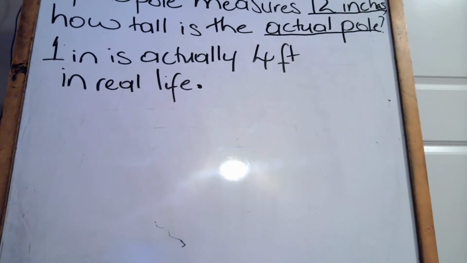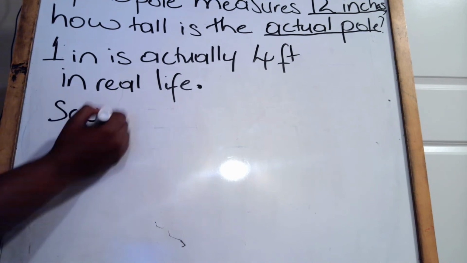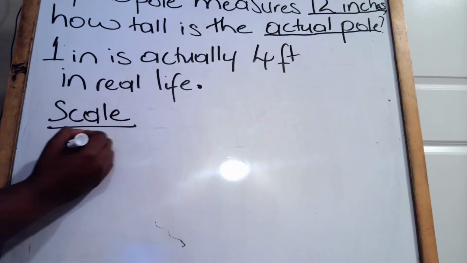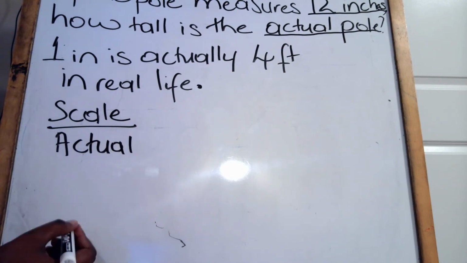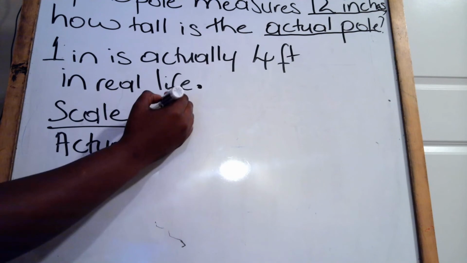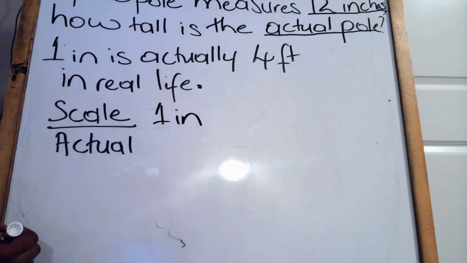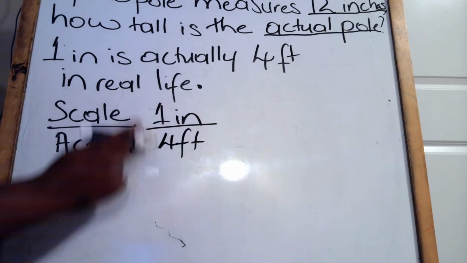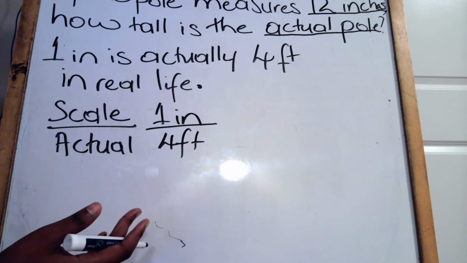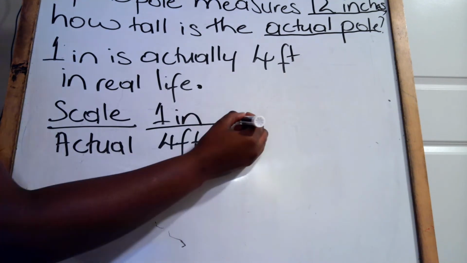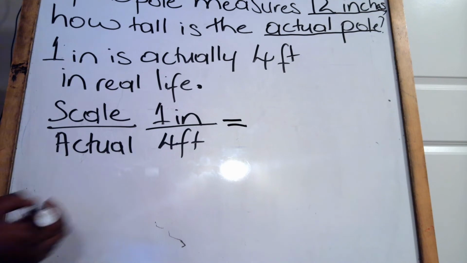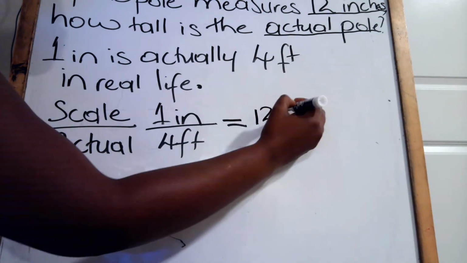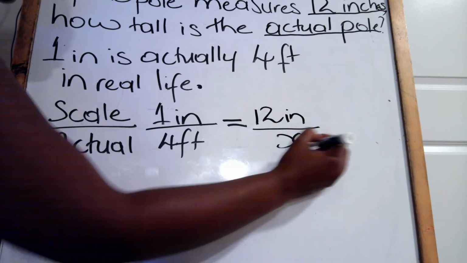So to find the actual length of the pole, what is it that you're going to do? Remember, we said it's always the scale length over the actual length. So here, the scale length is 1 inch. The actual length is 4 feet. So when it is 1 inch, it's actually 4 feet. We are going to set this as a proportion now. We want to know when it is 12 inches, what is its actual length.